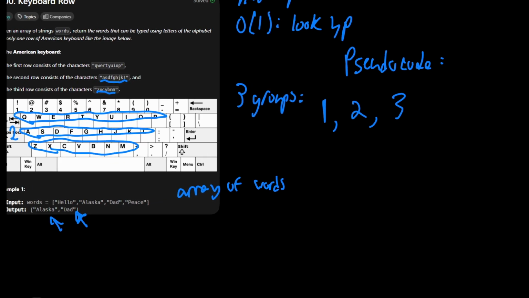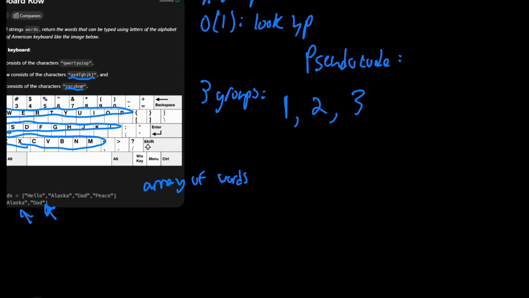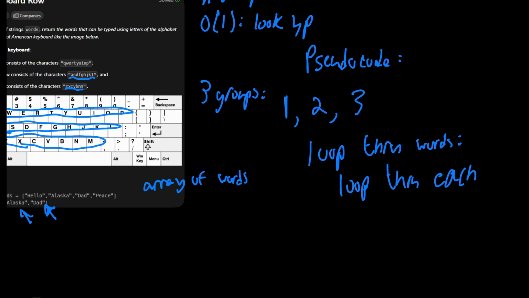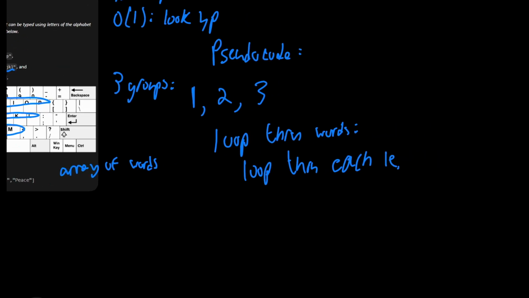And then once we have this general mapping down, we can iterate through all the words. So loop through words. And the first thing we're going to do for each word is iterate through each letter, okay? So for each word, loop through each letter. Now you might think, oh no, this is O of n squared, but it's actually not because we're still only touching each letter. We're not double dipping, right?